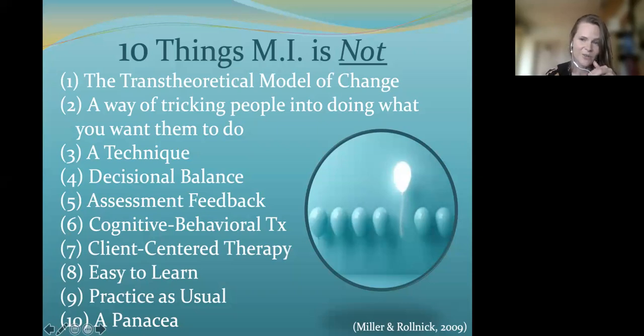Three, it's not a technique or even a set of techniques. Something that Miller and Rollnick really emphasize is that even if you don't know any of the techniques, but you have a very firm grasp on the spirit of MI, you're going to get further probably than just using the techniques alone, because the spirit is such an inextricable part of how it works. Four, it's not decisional balancing. It has sometimes become synonymous with this relatively surface level intervention of pros and cons, just because that's something that gets invoked often with MI, but it's much more than that.